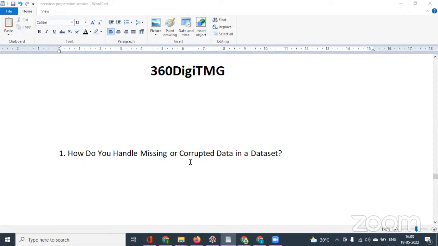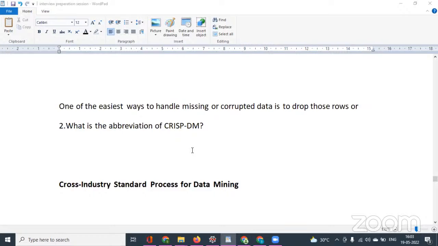Okay, let's discuss the answer. One of the easiest ways to handle missing or corrupted values is that we can drop those rows, but most of the time this is not recommended because we will be losing so much data. And you can do imputations as well. When it comes to numerical data, we'll be doing mean imputation, median imputation, depending on the requirement.